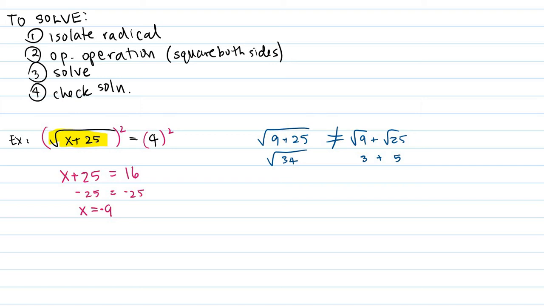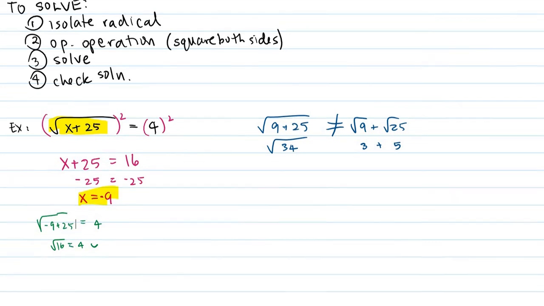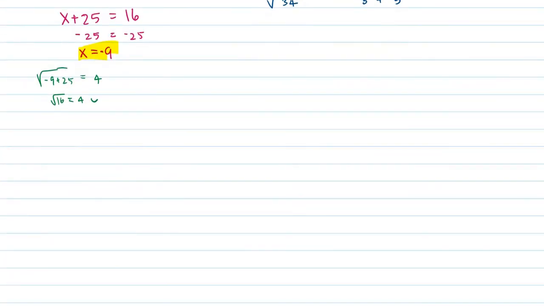Then we do a quick little check. The square root of negative 9 plus 25 equals 4. Is that true? Yes, it is, because this becomes the square root of 16 equals 4, and the square root of 16 is 4. So that works. Great. So we were correct. Our answer is x equals negative 9. All right, let's do another one.